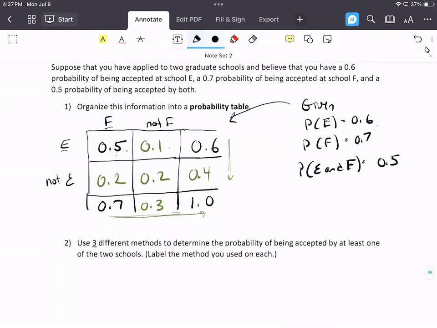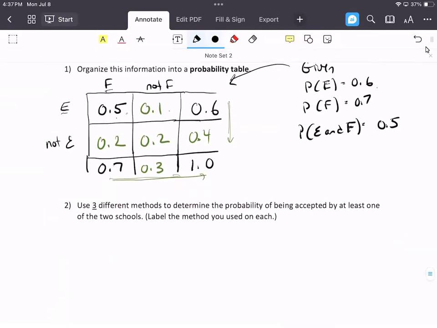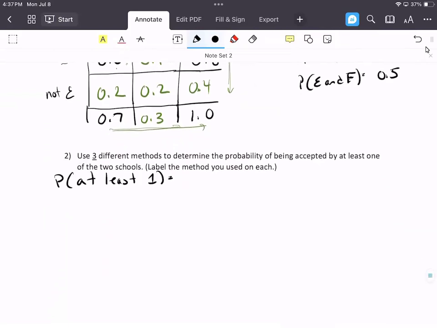Now the next one, number 2, says use 3 different methods to determine the probability of being accepted by at least one of the 2 schools. And we're going to label each of the methods. So we want the probability that we get into at least 1. And I'm only going to label that the first time. And then from there on, we're just going to come up with the probabilities. Thinking about it, if I use a different method, should I come up with a different probability? And the answer is no. All right, the probabilities won't change. But let's start first using the table, just because we have that right in front of us.